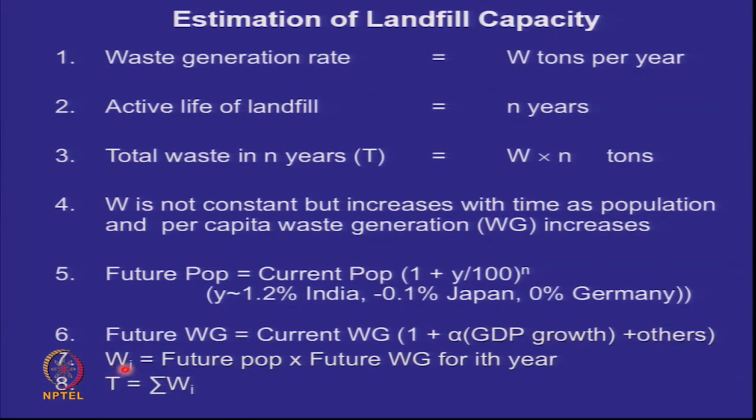So basically what you need to do is for future years, you have to look at the future population, you have to look at the future WG for the ith year, and for each year you have to compute it and you have to sum it for your n years. So this is an underestimate. Really, this is an underestimate. But this is just a very simple way of looking at things.